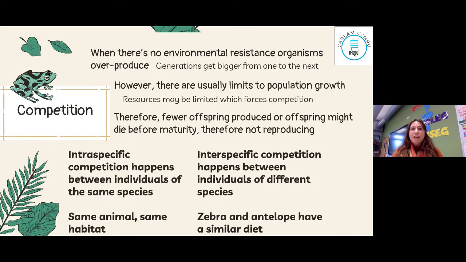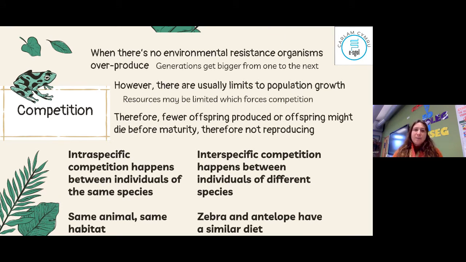Therefore, because there are limits to population growth, because of resources being limited, there are fewer offspring produced, or the offspring themselves might not make it to reproduction age. They might die before maturity, so they don't reproduce, and therefore it's not increasing the generation that's coming.